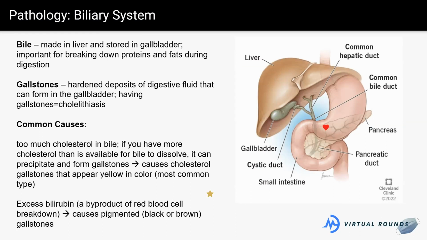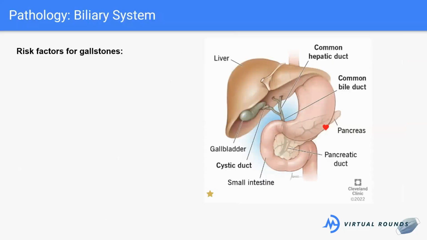And then there is another type of gallbladder stone called pigmented stones that are from excess bilirubin. Bilirubin is a byproduct of red blood cell breakdown. And when you have too much of that around, you can be at risk for pigmented gallstones. Okay.